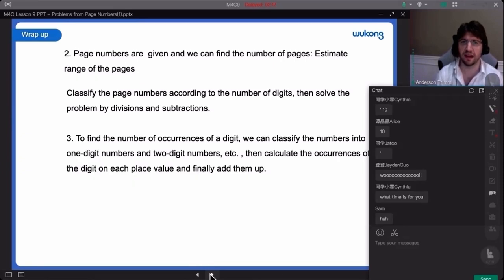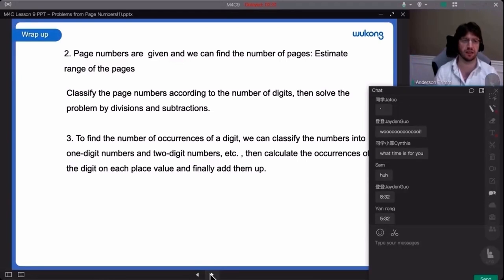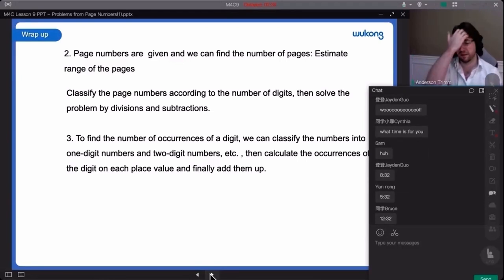And we saw 2 types of problems. So given the number of pages, how many digits? And then we saw, given the number of digits, how many pages, right? So that is just going in reverse, and we saw you can write an equation and solve for that. And then at the end, we counted the number of times a digit appears on all of the pages.